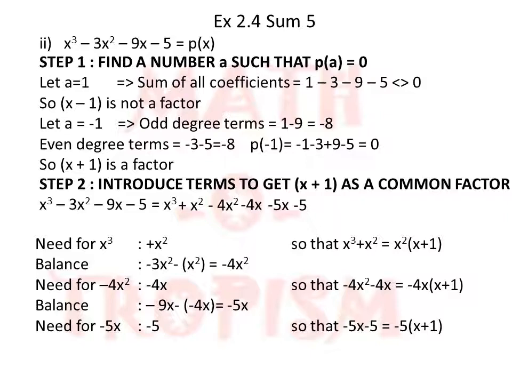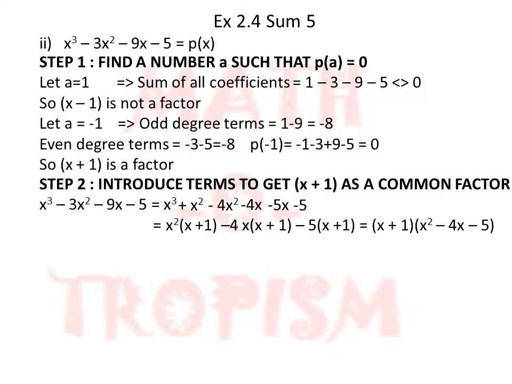Okay, so now here again, in the first two terms x square into x plus 1 is common, minus 4x into x plus 1, and the last two terms minus 5 into x plus 1. If I take x plus 1 common outside, the balance remaining terms are x square minus 4x minus 5.